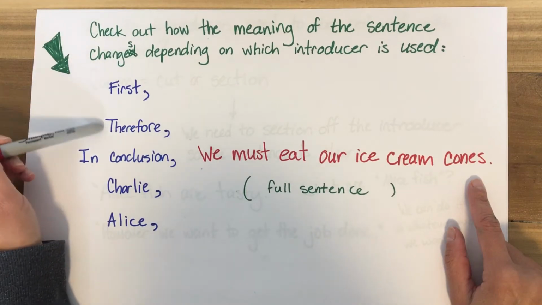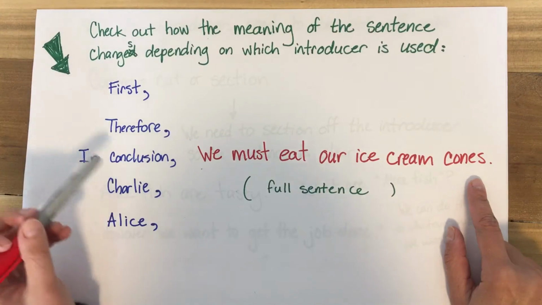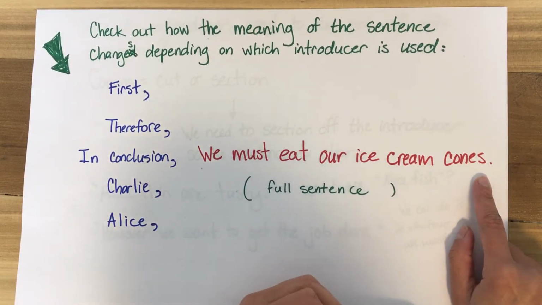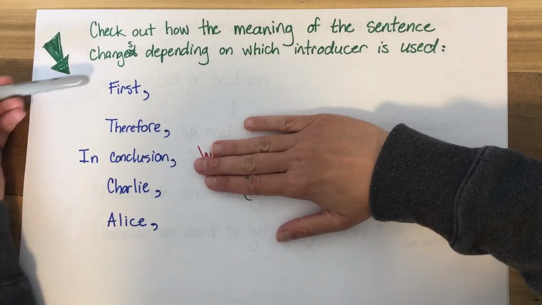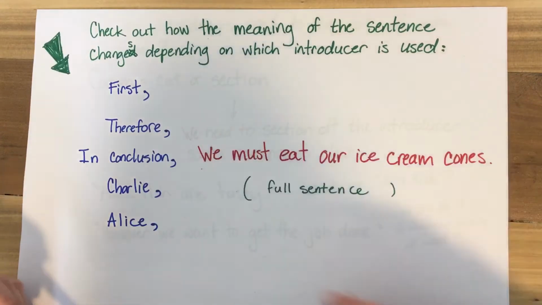So the meaning of the sentence really changes depending on which introducer I put in. But regardless, the full sentence is we must eat our ice cream cones. If you have a look, none of these are full sentences, are they? They're just introductory words and phrases.